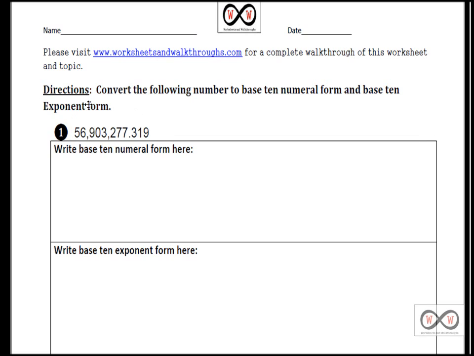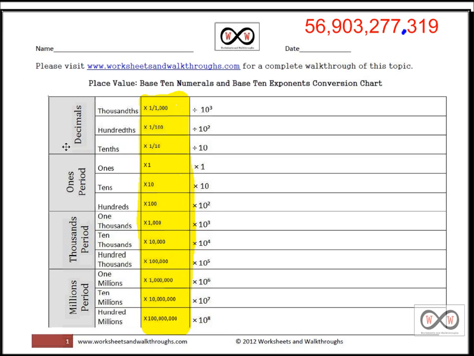And the number we're dealing with here is 56,903,277 and 319 thousandths. And in this base, you'll write the base 10 numeral form. Down here, you'll write the base 10 exponent form. And the second page of the printout that you print out from worksheetsandwalkthroughs.com will look like this without the number written here, and it will not have the highlighted area. The reason this is highlighted is because this is really the base 10 numerals conversion column. On the left, we have our periods, and then we have the names of the places.